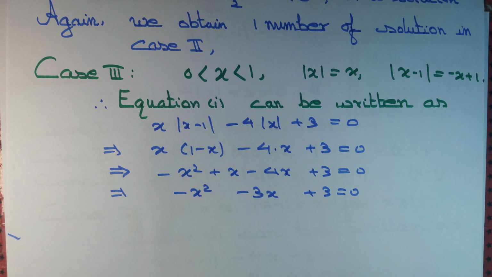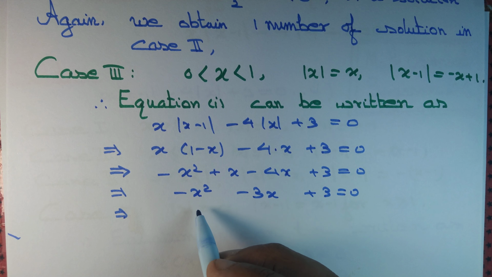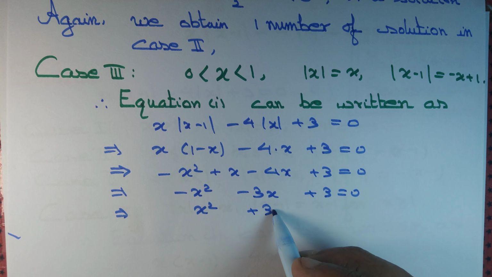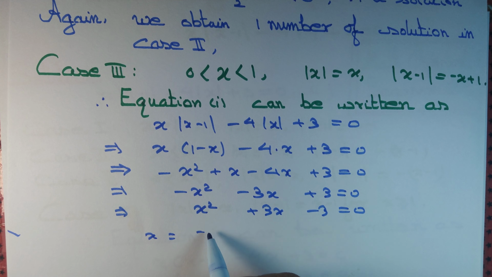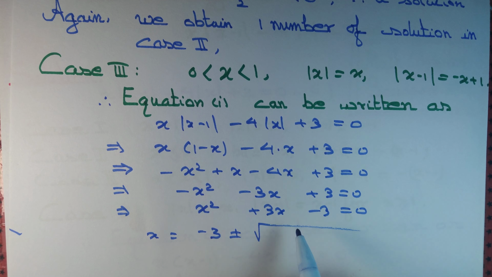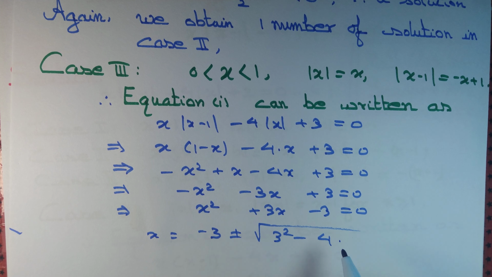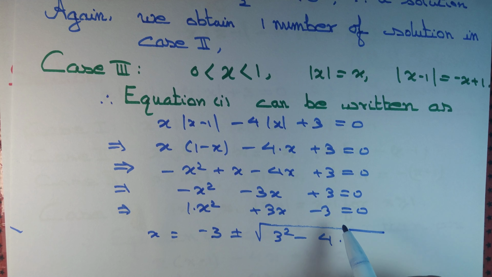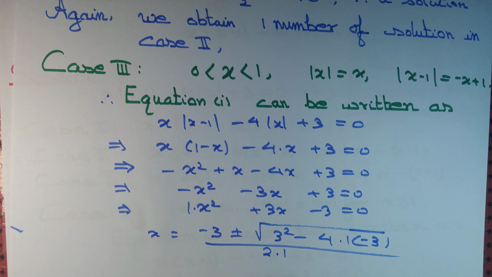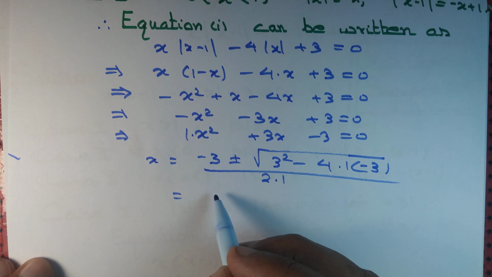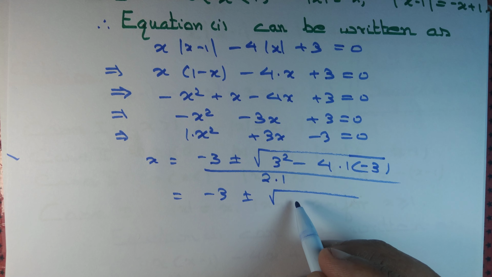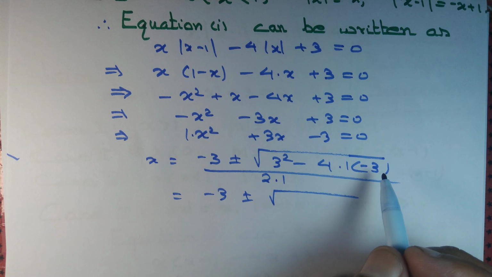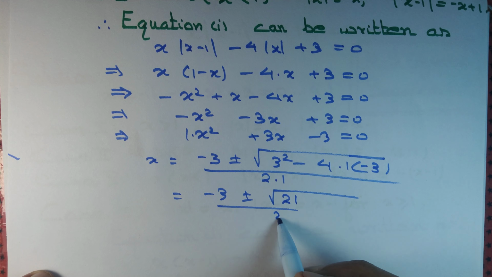Once again, this is a quadratic equation. Let's cancel the minus out, to get x squared plus 3x minus 3 equal to 0. Roots are given by x equal to minus b, so minus 3 plus minus root over b squared, so 3 squared minus 4 into the coefficient of x squared, that's 1, into c, minus 3, divided by 2a, 2 into 1. So that's equal to (minus 3 plus minus root of 9 plus 12) by 2, that is (minus 3 plus minus root 21) by 2.